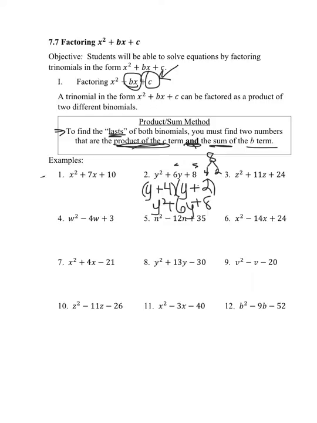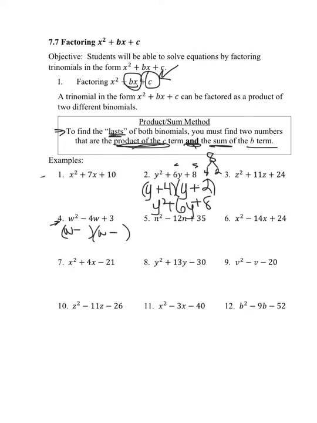So when you look down here at this next one, we're going to skip number 3. You'll notice number 4, the middle term is negative, but the end term is positive. The only way to get that is with a negative and negative. Because if you think about it, they have to multiply together to get a positive, but add together to get a negative. So I know the first term has to be w and w. That's the only way to get a w squared when I do w times w.